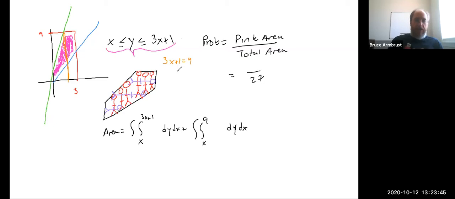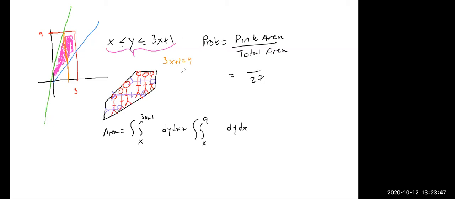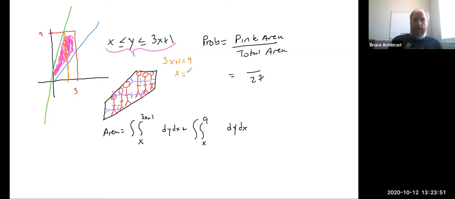I think it's 8/3, Matt. When you subtract the 1, you get 8. And then dividing by 3, you get 8/3. All right, so that means for this first one, Integration Man's going to go from x equals 0 up to 8/3.